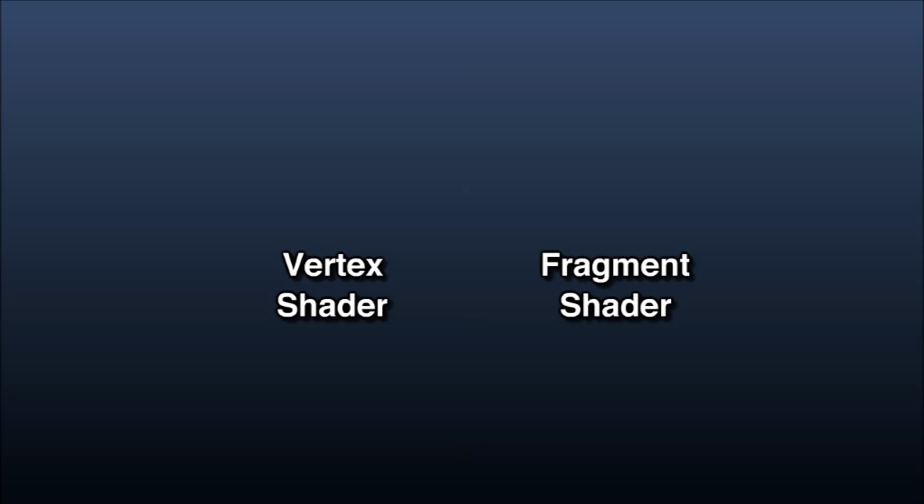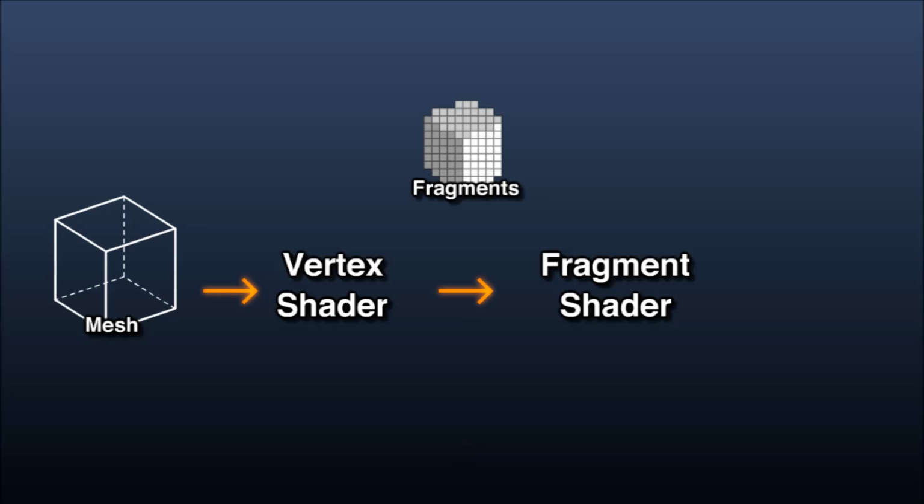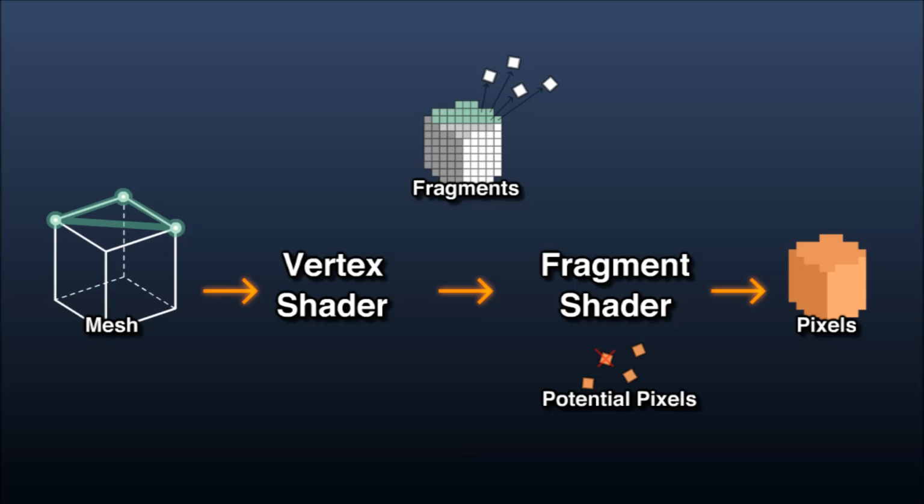Traditionally in graphics programming, you'll have 2 small programs called the vertex shader and the fragment shader. The vertex shader takes data from the mesh and manipulates it in some way and passes along fragments to the fragment shader. 3 vertices make up a triangle and could generate a couple hundred fragments based on how much of the screen that triangle occupies. And a fragment is like a potential pixel. It can be manipulated or discarded, all before it becomes a concrete colored pixel on the screen.